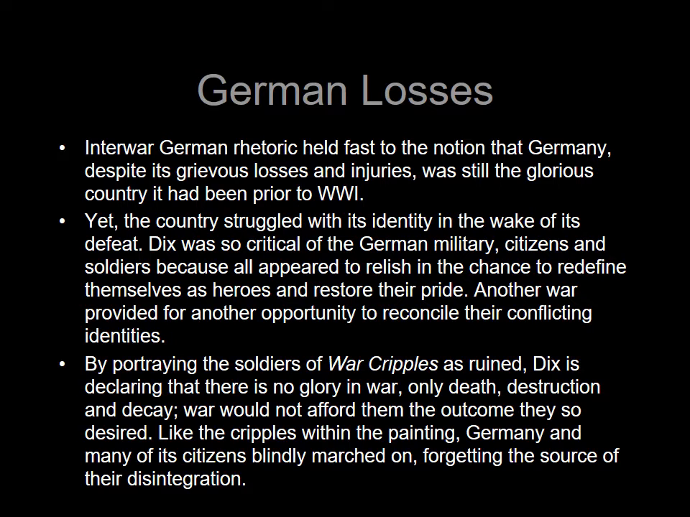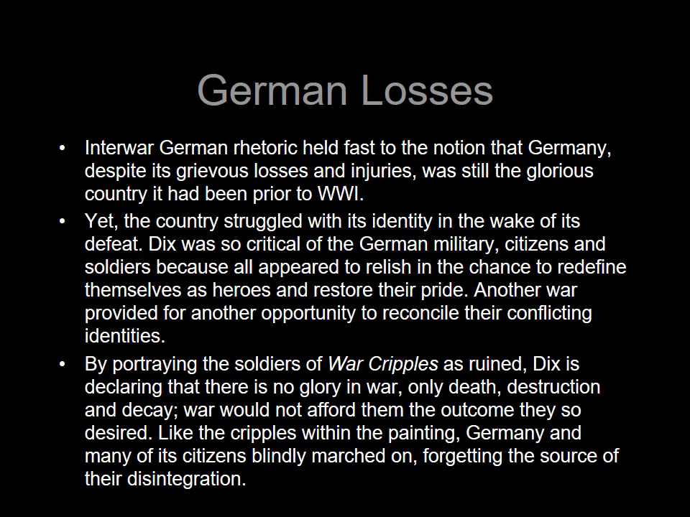about their national pride. So in showing the soldiers of war cripples as ruined individuals, Dix is declaring that there is no glory in war, only death, destruction, and decay. War would not afford them the outcome they so desired. Like the cripples within the painting, Germany and many of its citizens blindly marched on, forgetting the source of their disintegration in the first place.